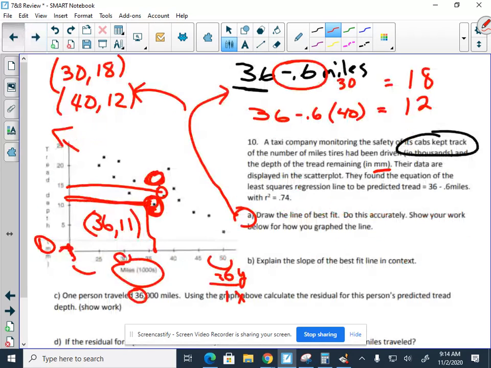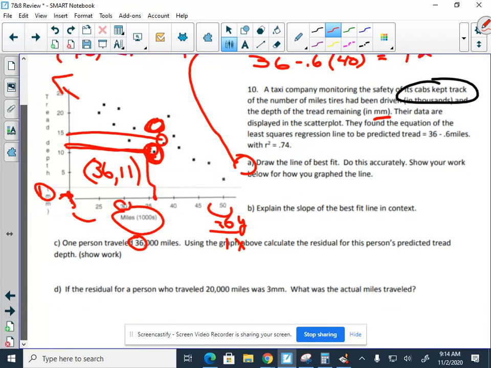So the graph shows the actual. And the equation is always the predicted. So the equation is always y hat. Okay. All right, so then it's got another one. If the residual for a person who traveled 20,000 miles was 3 millimeters, what is the actual?